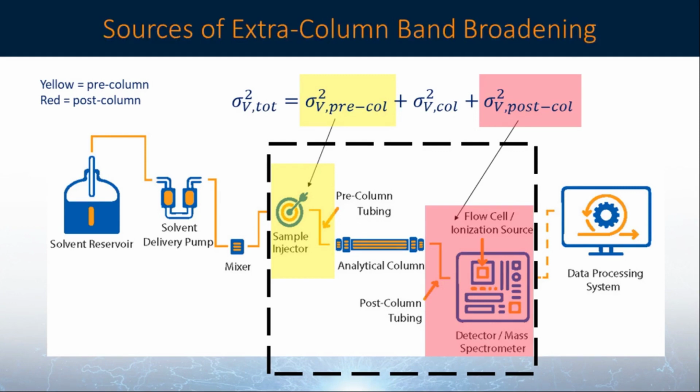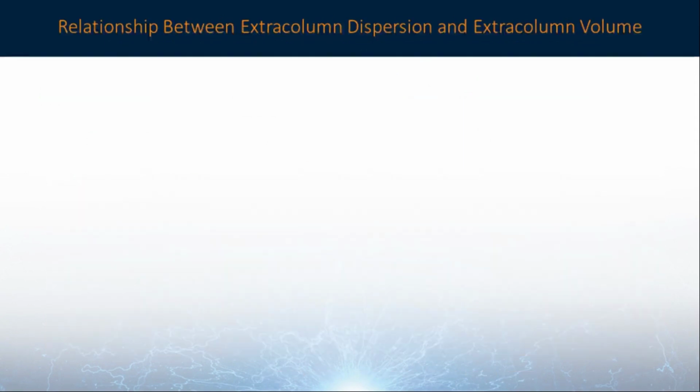So if you're running under gradient conditions, usually you get some benefit of sharpening of the sample plug as it hits the head of the column. So in that case, the pre-column broadening or tubing doesn't really impact the separation as much. And what you would really need to focus on is the post-column tubing and either the flow cell or the ionization source.